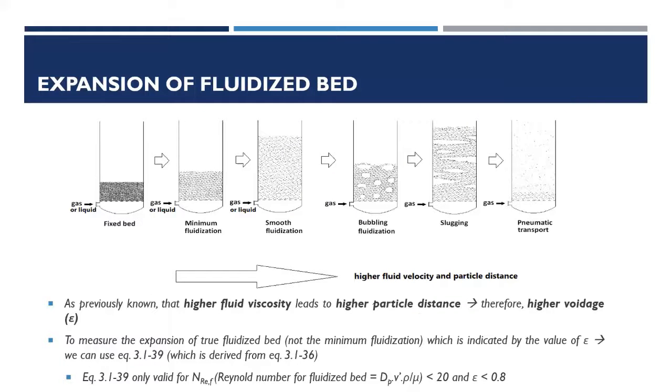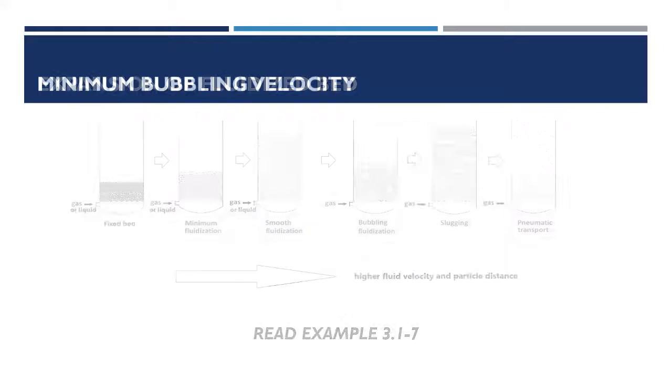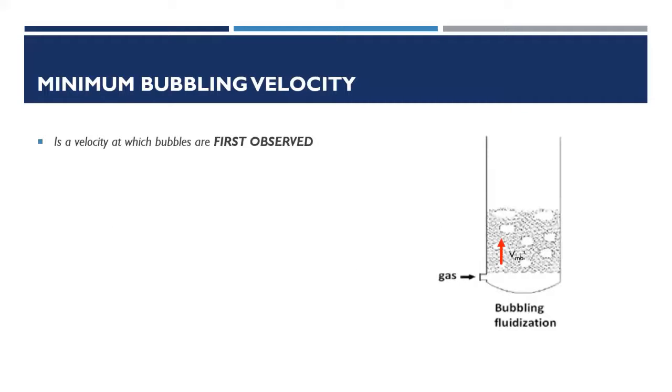So I will go again to the next slide, which is the last subsection in this chapter, the minimum bubbling velocity. The minimum bubbling velocity is the velocity at which bubbles are first observed. Jadi kecepatan di mana pertama kali bubble itu terlihat.